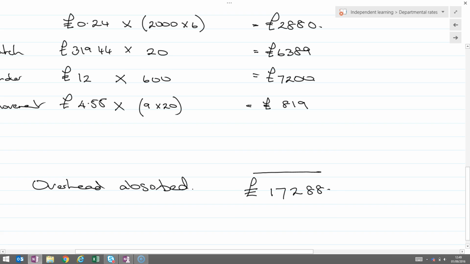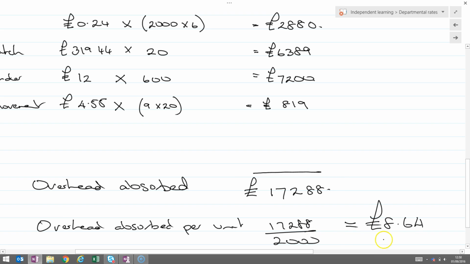We're asked to do it for 1 unit. So if we now divide that by 2,000, the overhead absorbed per unit is 17288 divided by 2,000, £8.64. So it is costing us £8.64 in overheads to produce one XR12.